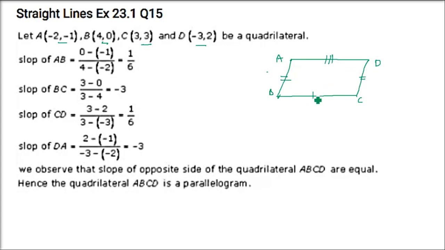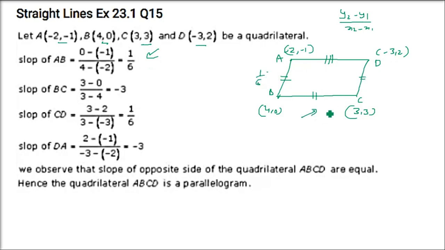If we can show that the opposite sides are parallel, AB parallel to CD and AD parallel to BC. So A is -2, -1, B is 4, 0, C is 3, 3 and D is -3, 2. So let us find the slope. You know how to find the slope, y2 minus y1 by x2 minus x1. You can always find y1 minus y2 by x1 minus x2 also. That is also true. So the slope of AB will be 1 by 6. The slope of BC would be -3.